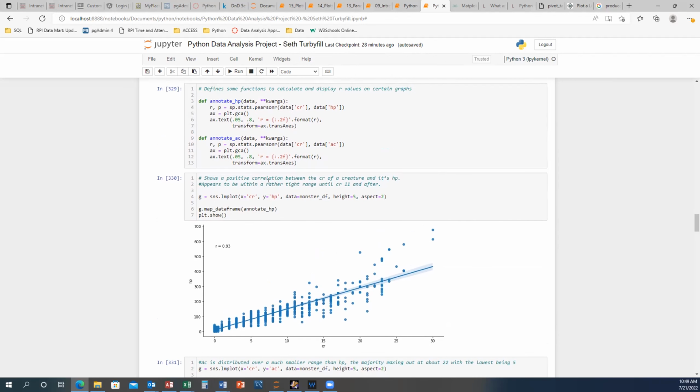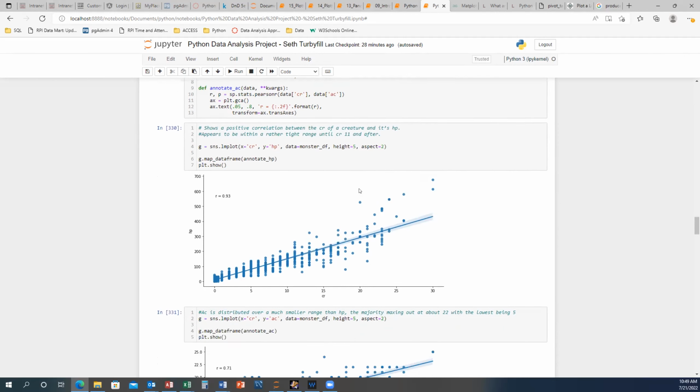So here, there's a positive correlation between the CR, how difficult the monster is supposed to be, and the number of HP it has, right? So how much health it has. But right where it's at 10 and kind of past that, you can see it's all sort of within a range before you get to this point. And then after that point, things start to really scatter out, right? So I'll come back to that later.